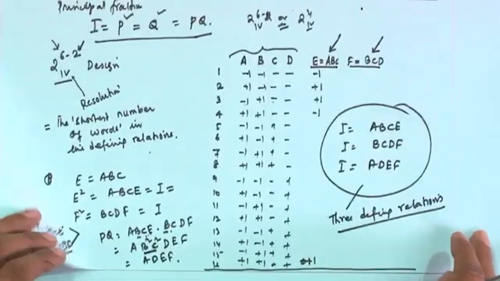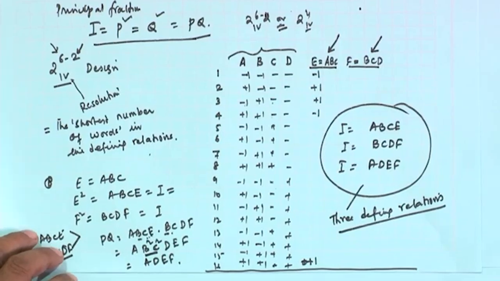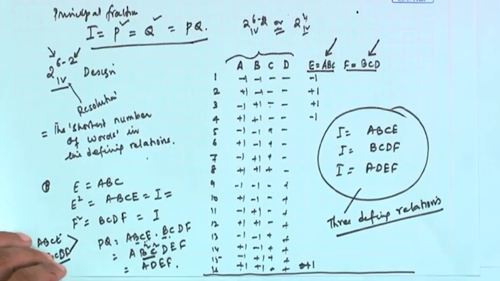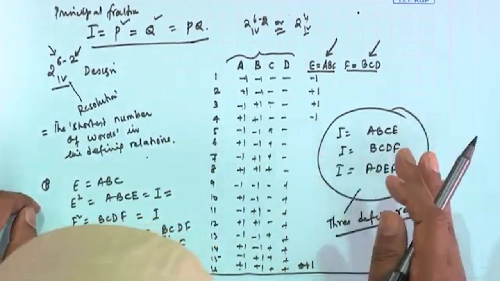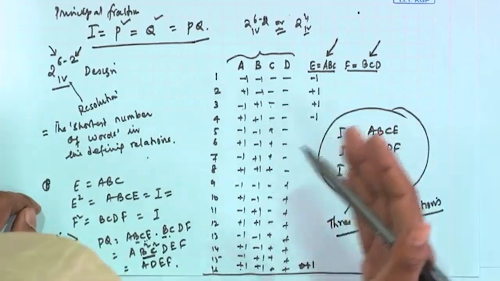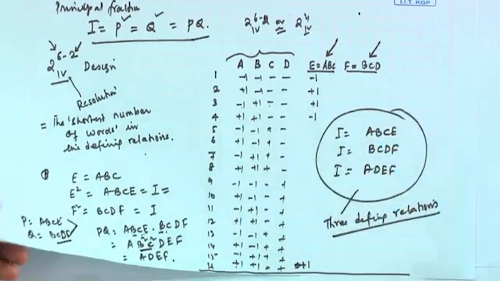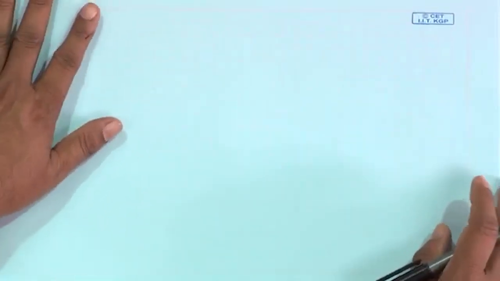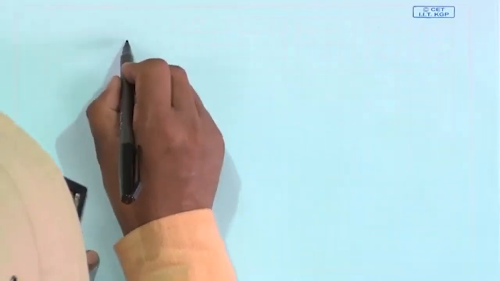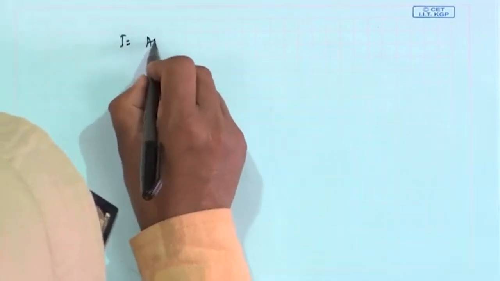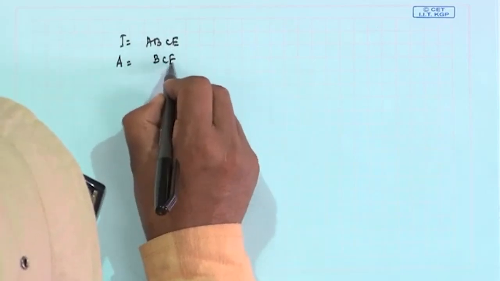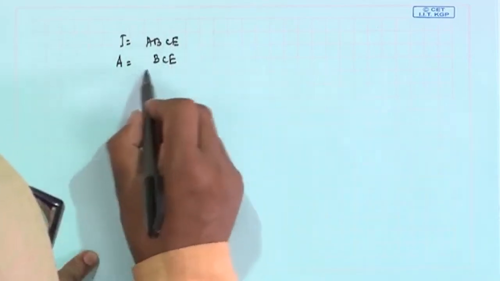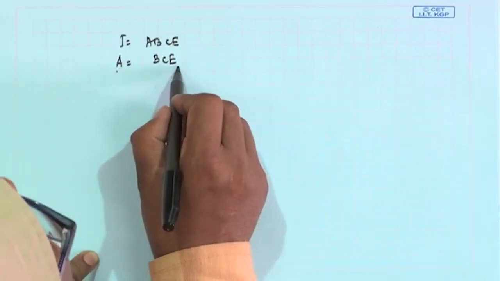Using the defining relations, you will be able to find out the alias structure. As there are three defining relations, you will get three alias structures; every factor will be aliased with three other effects. For example, if I equal ABCE, you multiply with A, then it is BCE. This is the alias structure: A is aliased with BCE.